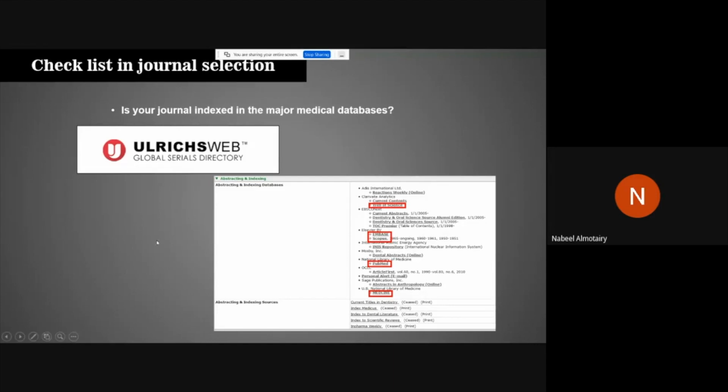But the problem with this website is that it has a subscription, so I don't think the Saudi Digital Library has the subscription, unfortunately. But I think we have different tips that could help in verifying the indexing of a journal.